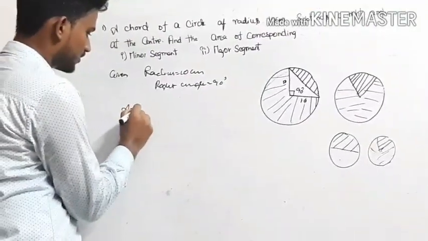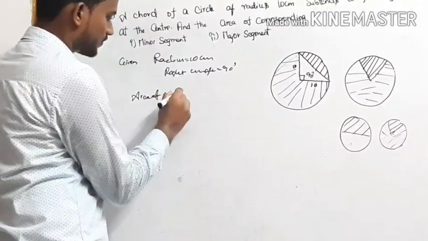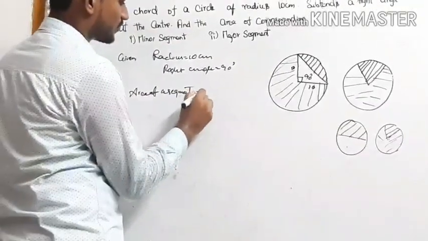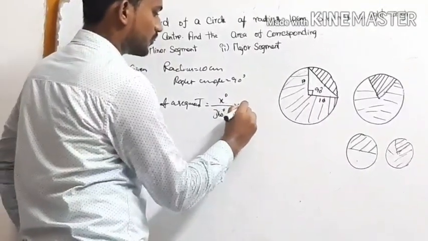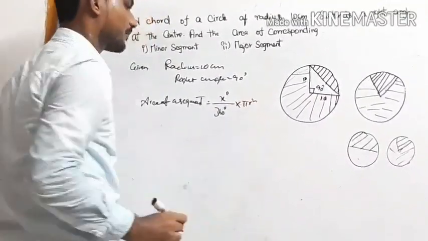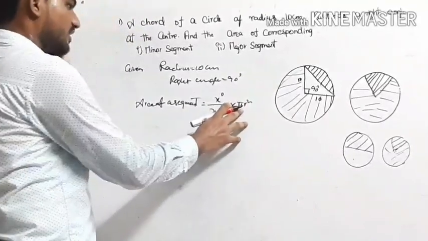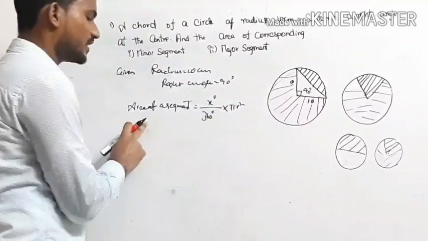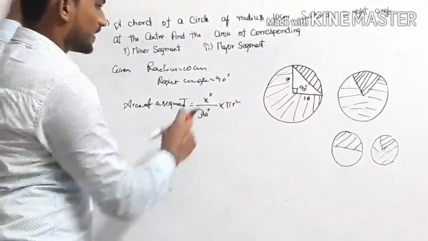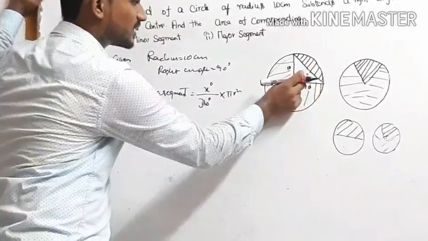We have a formula: area of segment equals x degrees by 360 degrees into pi r square. Pi r square is the area of the circle, and x by 360 degrees into pi r square is the area of the segment. Here x is 90 degrees.